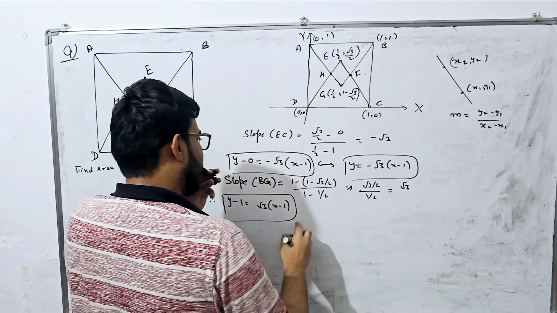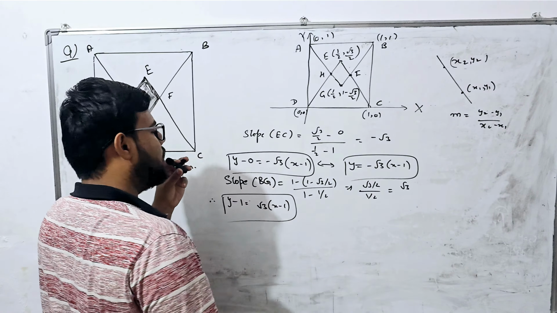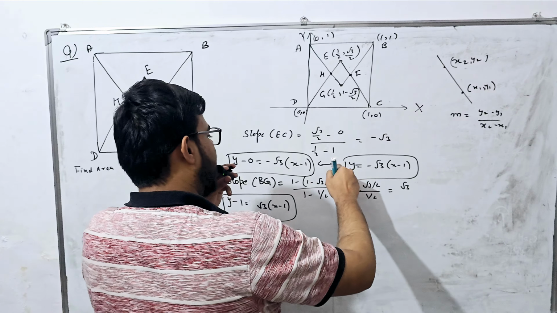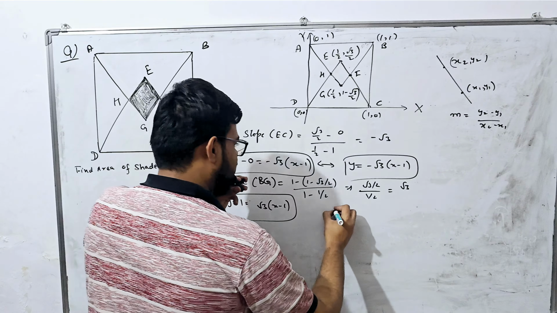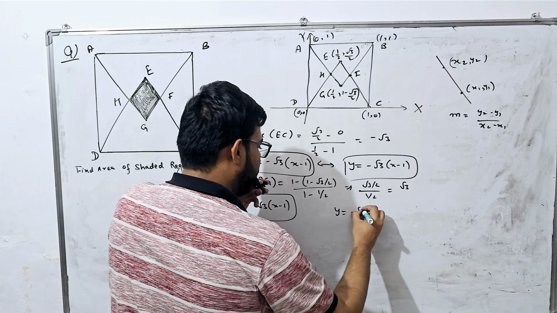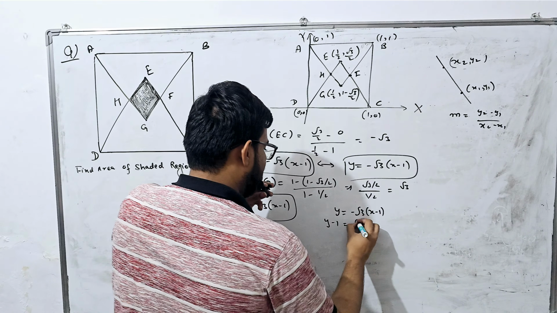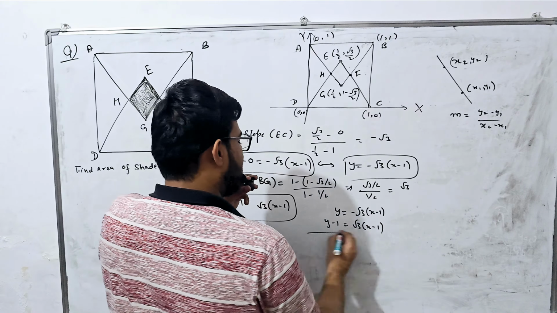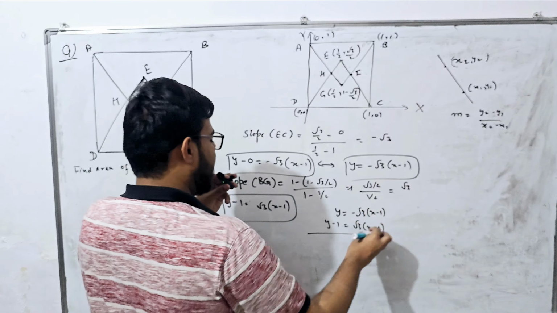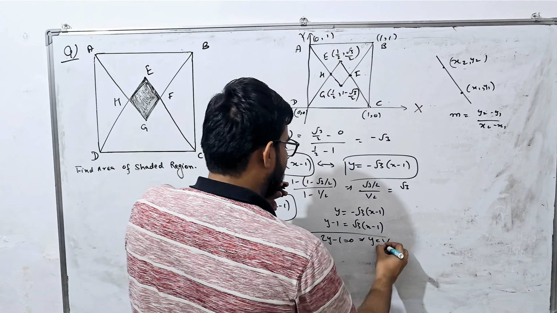Okay. Now notice that we have to find the point of intersection of these two lines. So it is very simple. We can just add them, right? So basically we have this system of equations. I can write it like y is equal to negative root 3 x minus 1 and y minus 1 is equal to root 3 x minus 1. So we can see that they both are equal. So we can just add them. So this and this will get cancelled. So 2y minus 1 is equal to 0. So y is equal to 1 by 2, correct?